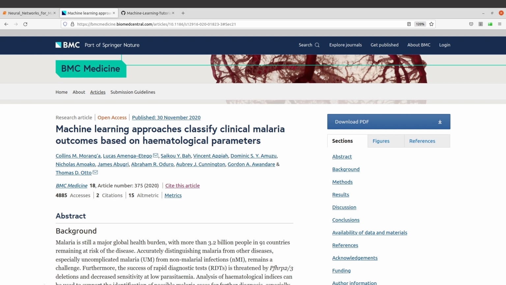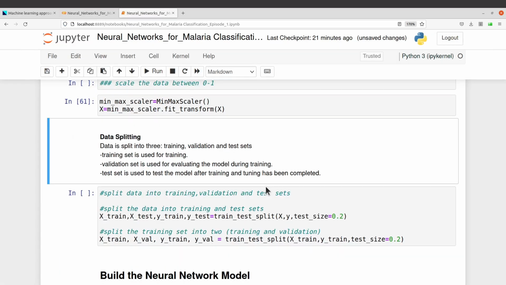In this paper, we use machine learning approaches to classify clinical malaria outcomes based on hematological parameters. For those who don't know, hematological parameters are measurements of the blood. They include hemoglobin levels, platelets, and then white blood cell counts. So that's about it. We are now going to split our data.